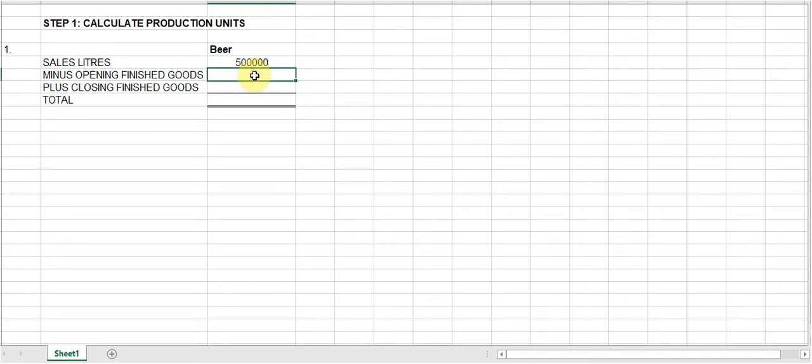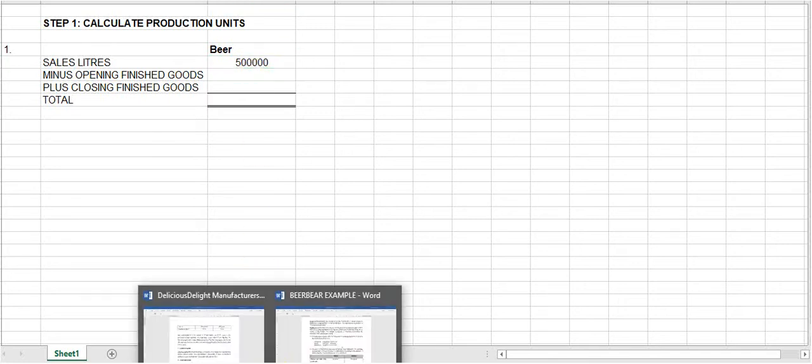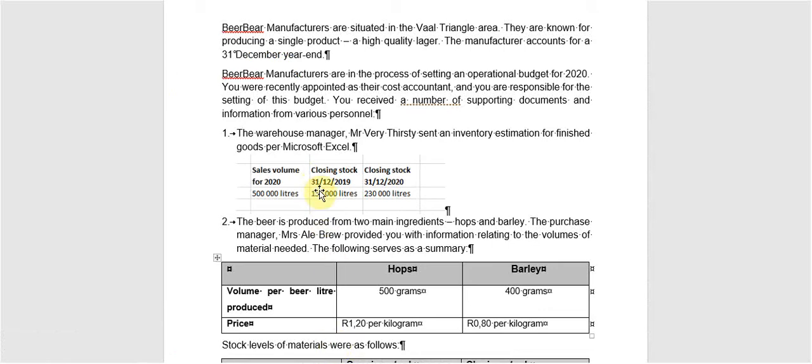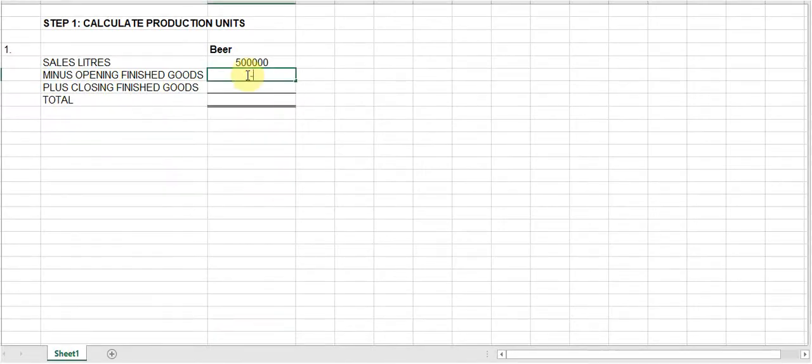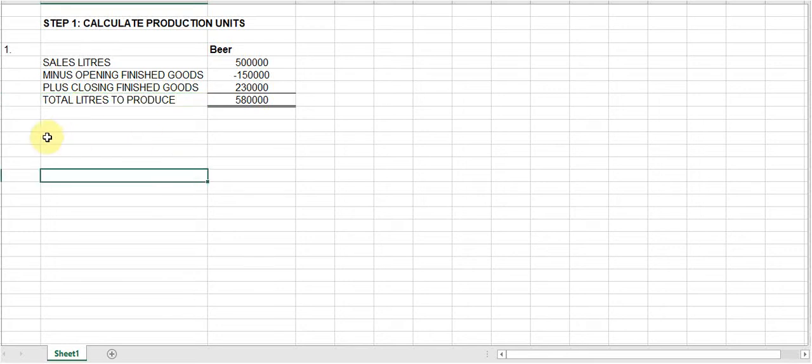Then we need opening and closing finished goods. The opening was 150, closing 230. So for the opening, I'm going to say minus 150,000. For the closing, we're going to add back 230,000. And we need to get to the sum of that total. So our total liters to produce is then 580,000 liters.